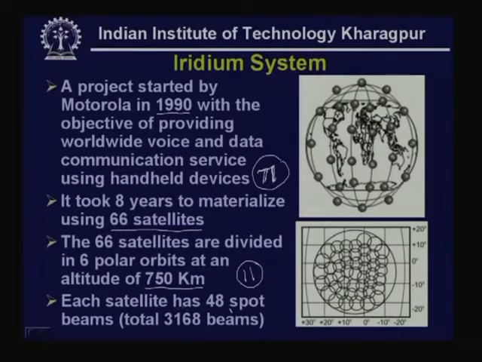and each satellite has 40 spot beams. So, the footprints of different satellites are shown here, and a total of 3168 beams are possible. However, all are not used, around 2000 beams are actually used, although possible spot beams are 3168. So, it can cover a small geographic area at a time. And by controlling the dwell time, different spots can be covered. So, in this way the whole earth can be covered by using this constellation of 66 satellites used in the Iridium system.